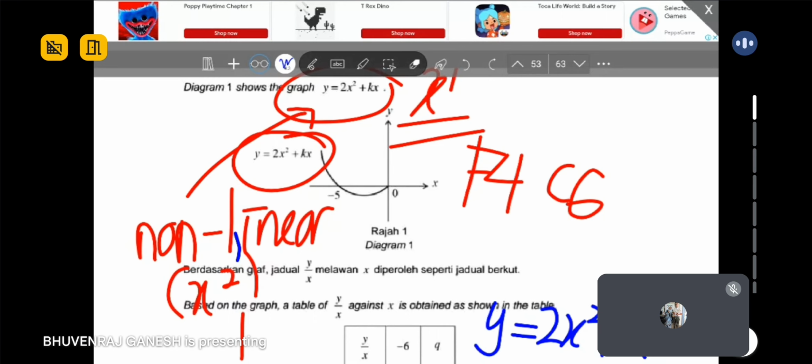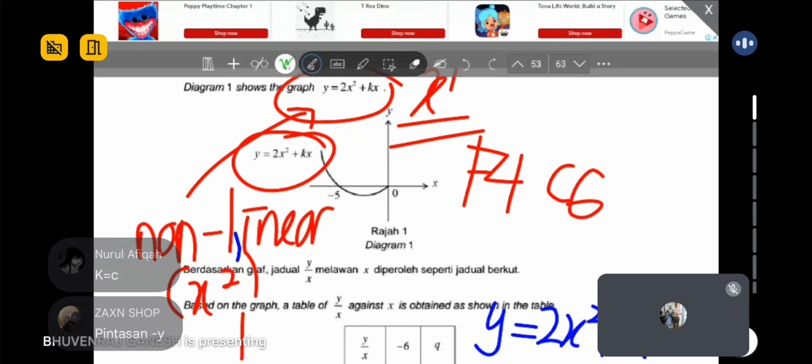Anyone? This is the first step. First step, kamu kena cari K. Find your K value. So anyone? What do we do here? Kita akan guna apa untuk cari nilai K? K equal to C. Bukan.